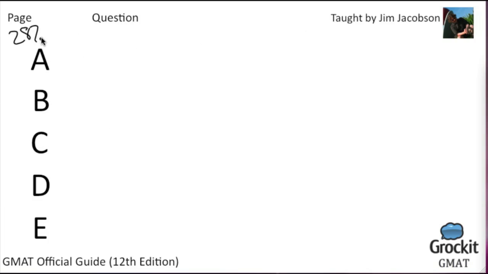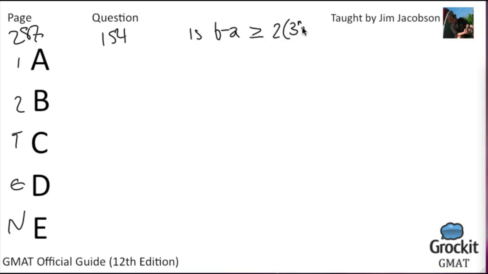So 287, number 154. If n is a positive integer, is the value of b minus a at least twice the value of 3 to the n minus 2 to the n? Yikes. Is b minus a greater than or equal to 2 times 3 to the n minus 2 to the n?